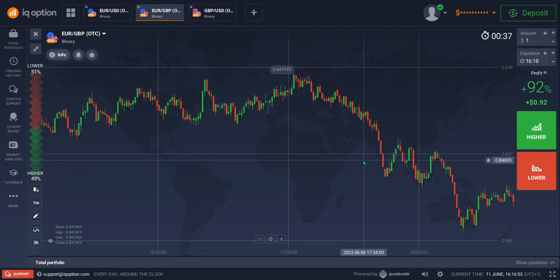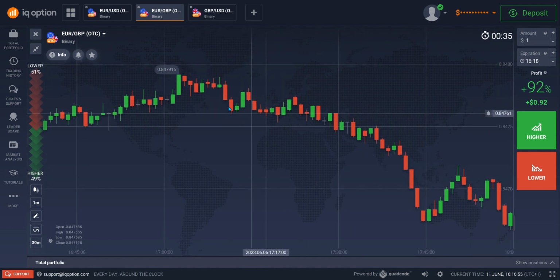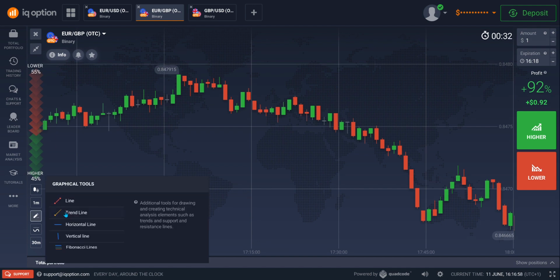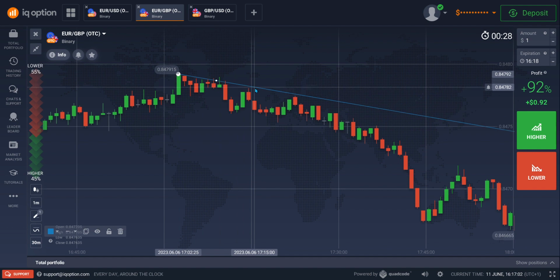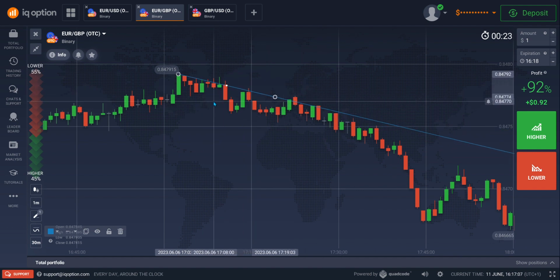Now this is a downtrend, as you can see. Starting from here, you could draw your trend line. Like I said, two touches on that one. Let's start with this. Now, this is an example.